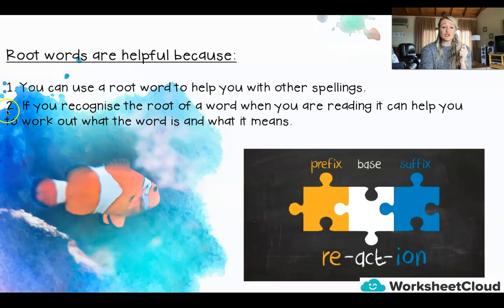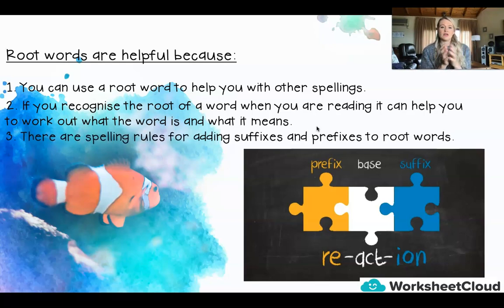Remember also point number 2, if you recognize the root of a word when you're reading, it can help you work out what the word is and what it actually means. As I've mentioned before, if we know what the meaning of the root word is, we can then figure out what the rest of the word in its whole means together. And then lastly, remember that there are spelling rules for adding suffixes and prefixes to root words. So by knowing what a root word is, it not only helps with the spelling, but also to understand what the word is as a whole, because we can break it up into parts when we look at that particular root word.